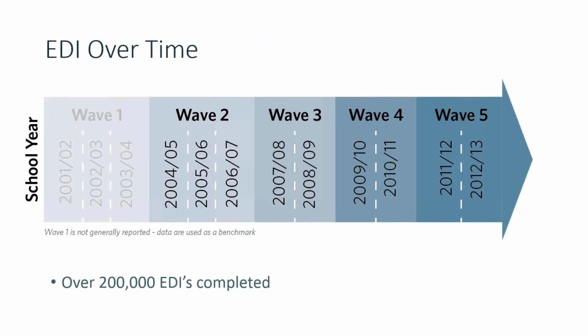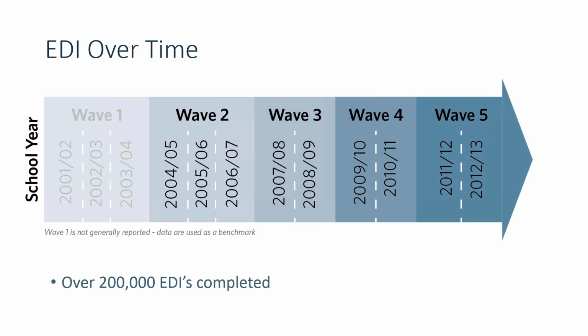We've been collecting the EDI in BC actually since about 1999, when we did our first pilots in Vancouver and a couple of other school districts, and then provincially we started to collect the data in 2001, 2002. The results that we're going to look at today come from what we call Wave 2, Wave 3, Wave 4, and Wave 5. And as you can see there, that is looking at how kids have been doing between 2004 and the present day. So it really is a look at the trends in children's development over a decade.